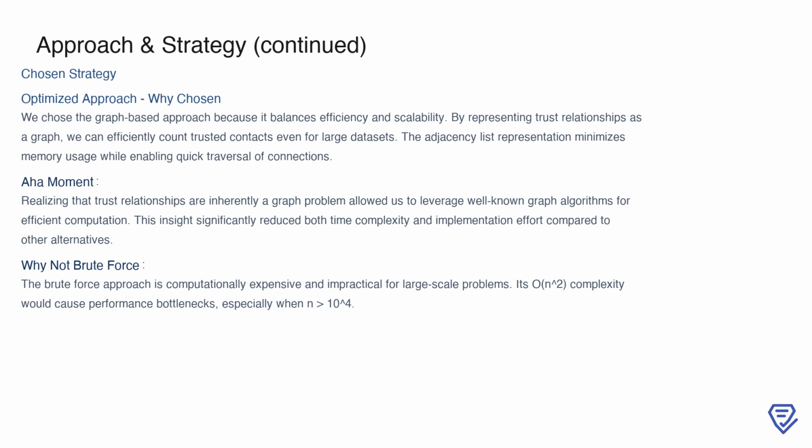By representing trust relationships as a graph and leveraging adjacency lists, we achieve both memory efficiency and faster traversal of connections. This approach ensures that even as the dataset grows, the solution remains scalable and manageable. The key realization here was that trust relationships naturally map to a graph structure, which allows us to apply well-established graph traversal algorithms to solve the problem.